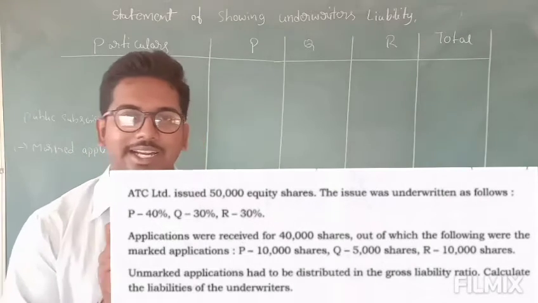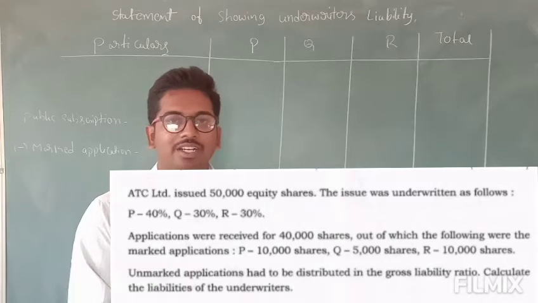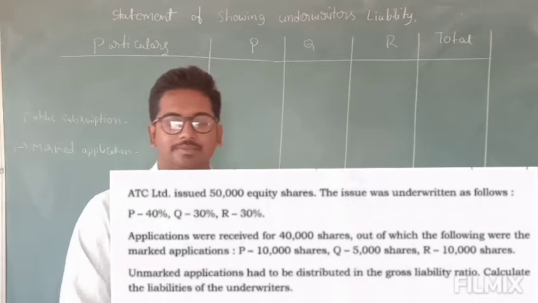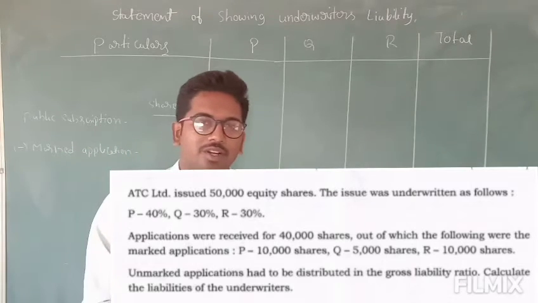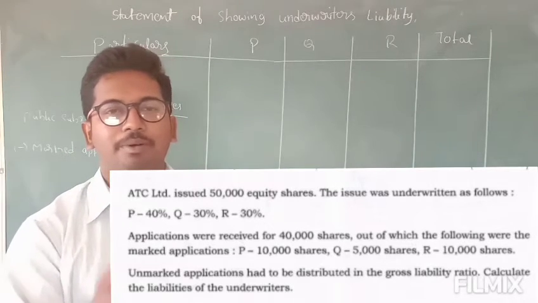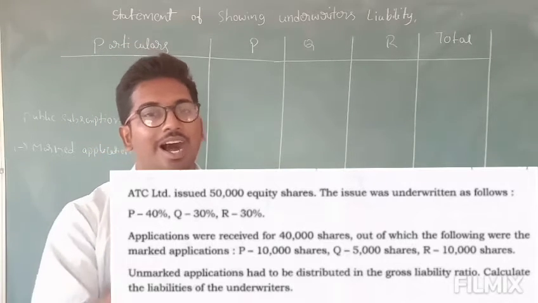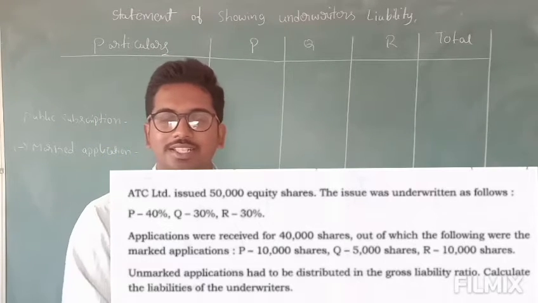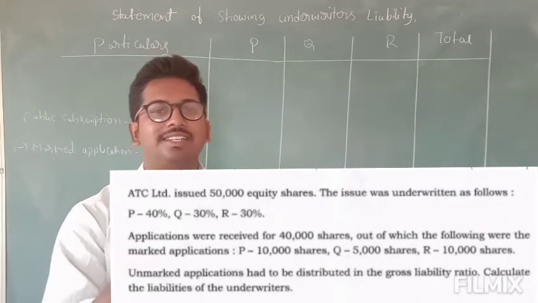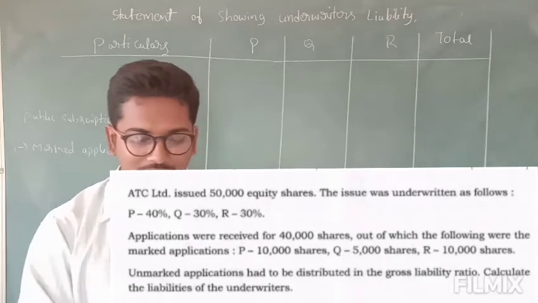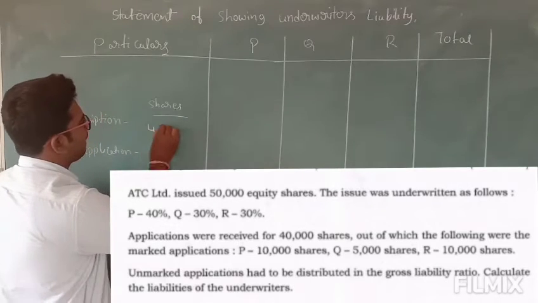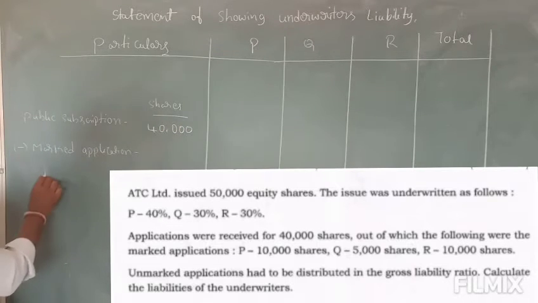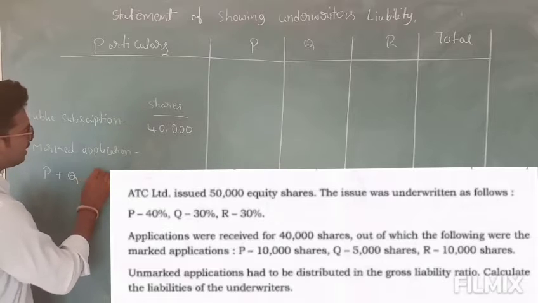From the question, they have clearly given the overall number of shares. By looking at the apportionment, we come to know that it's a complete underwriting. Public subscription means the overall shares applied for by the public. At the same time, marked applications are also given. So first we have to calculate the unmarked applications. Take the public subscription less marked applications. The public subscription is 40,000 shares, less marked applications of P plus Q plus R.